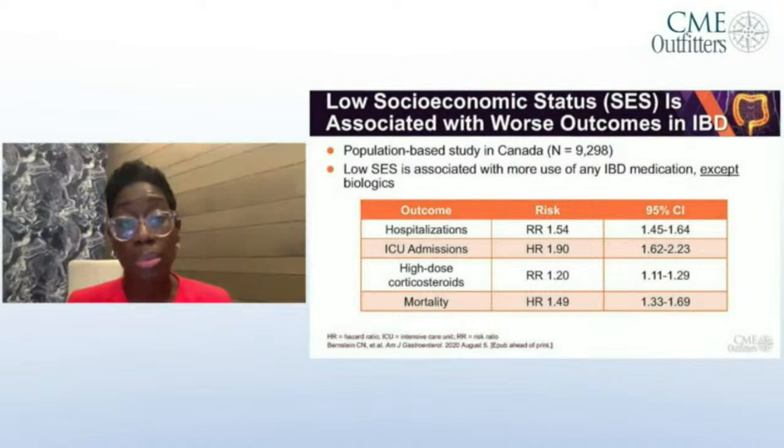All right, now let's talk a little bit about low socioeconomic status in IBD. So this is a population-based study out of Canada. It was about 10,000 patients. And it's really important to remember here that Canada has universal healthcare. So theoretically, everybody should be able to access the healthcare system. In this study, low socioeconomic status was associated with more use of any IBD medication except biologics. And it was also associated with worse outcomes like more hospitalizations, ICU admissions, frequent high-dose steroid usage, as well as higher mortality rates.